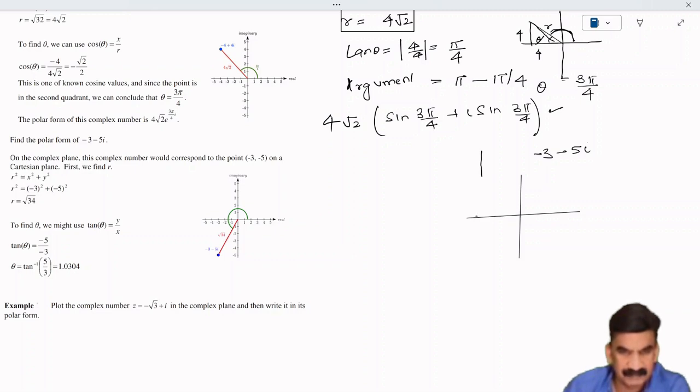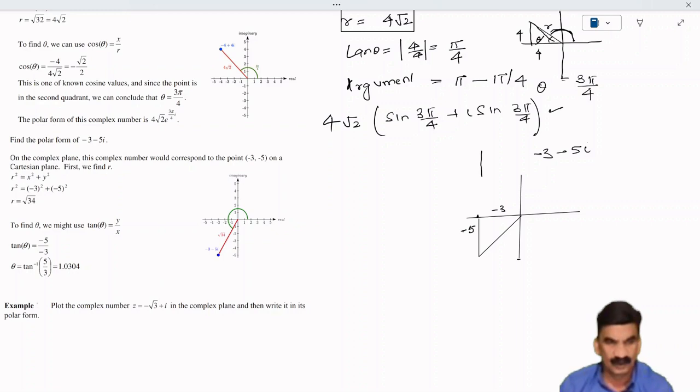This will be minus 3 here, and let's say minus 5 here. We can plot that, so the point will be like this. This is minus 5 length, and this is minus 3 length. Sorry, this is minus 3, this is minus 5. All right. Now, how do we do that?